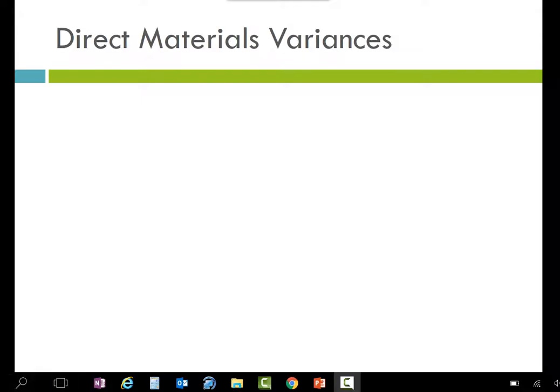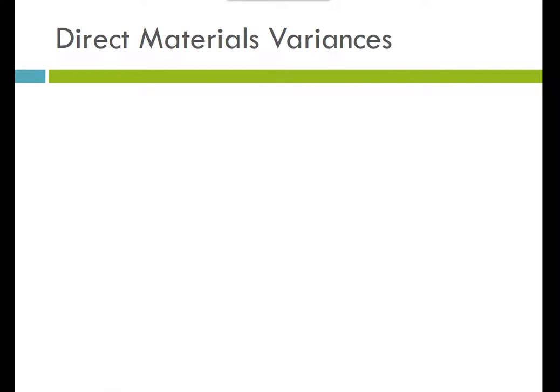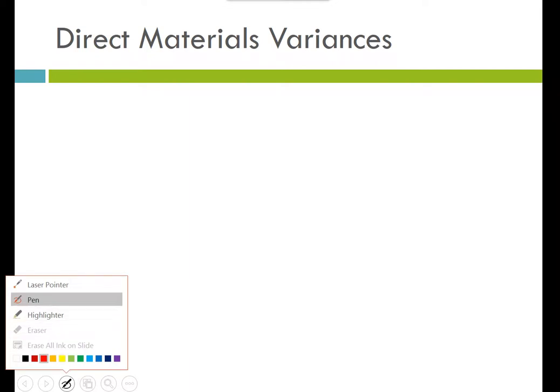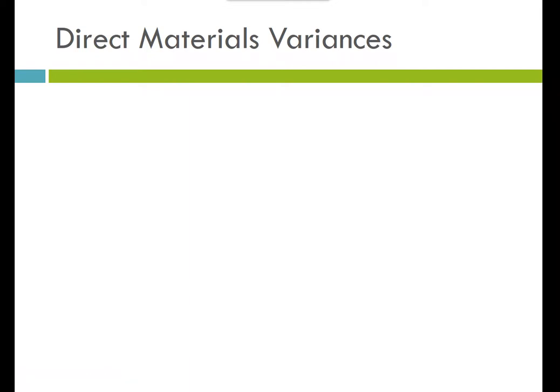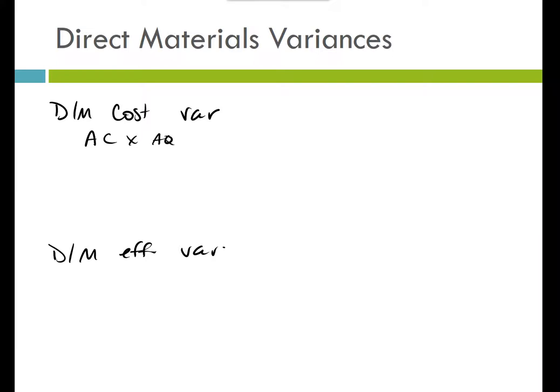Okay, now that we've got the basics down, let's do some problems here where we try these out. So let's go back to this. Direct material variances. Again, we'll have the direct material cost variance, and we'll have the direct material efficiency variance. Cost variances are actual cost times the actual quantity.